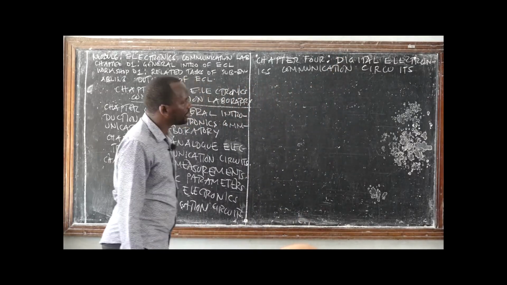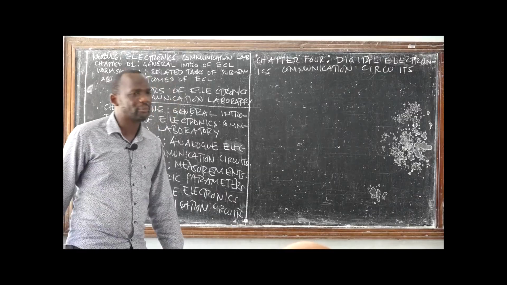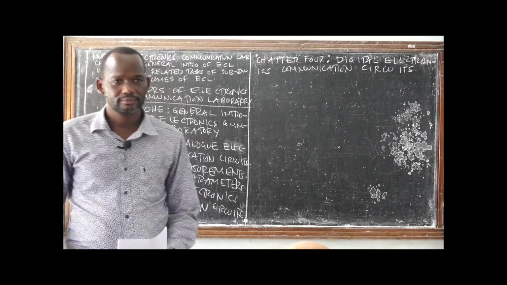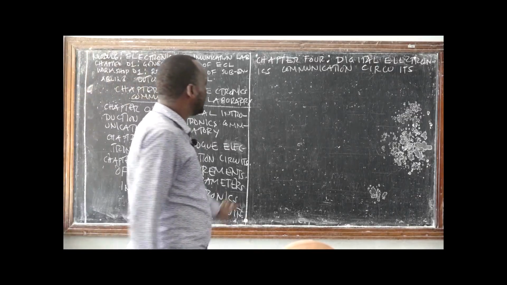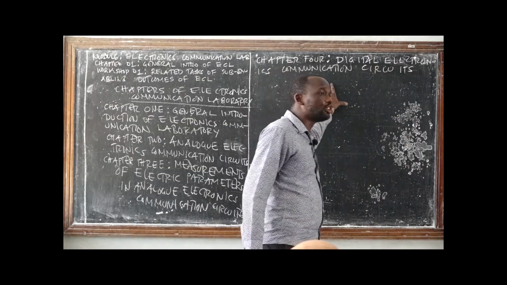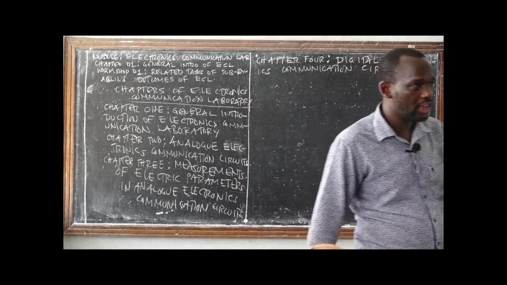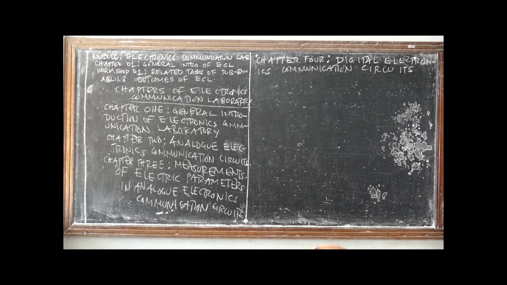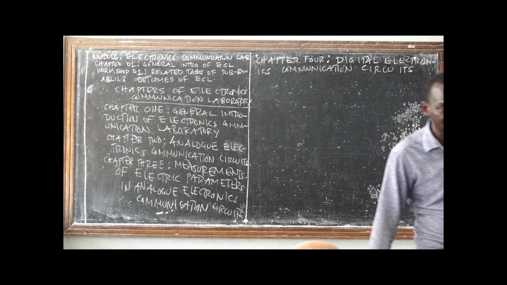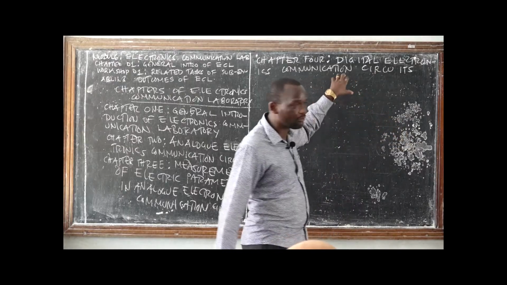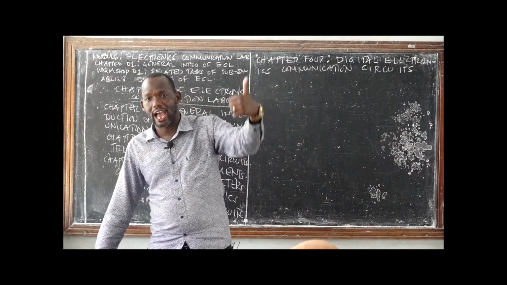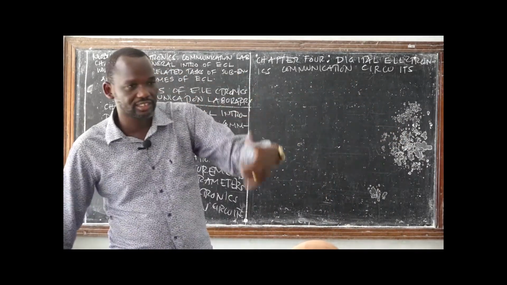Okay, so chapter 4, class A, digital electronics communication circuits. In this topic, we'll be discussing the encoder, the decoder, the multiplexer, the half adder, the full adder, and the counters.